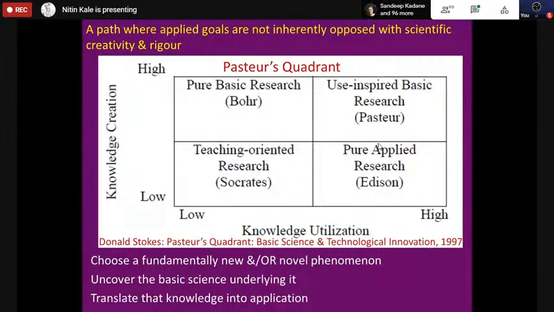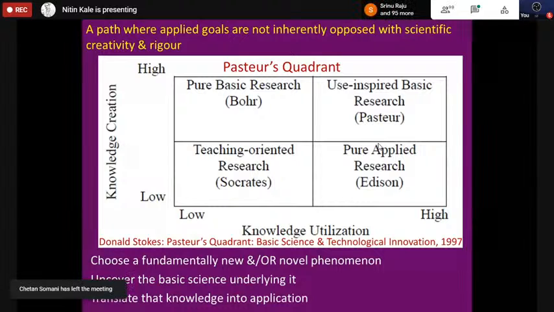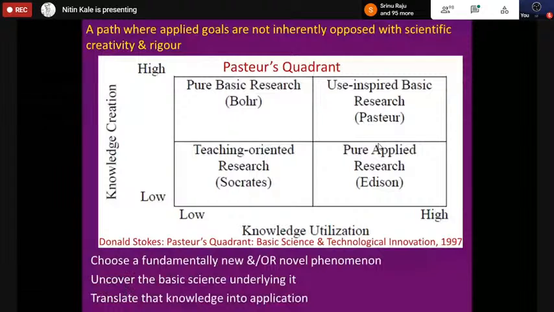So vaccination today, as you can see, although I won't say that Pasteur was the person who discovered vaccination or immunization technique, he has a major role to play. At least his idea of use-inspired basic research is also adopted in the vaccines example. Let us choose a fundamentally new or novel phenomenon, understand the basic science underlying it, and then translate that knowledge into some sort of an application.